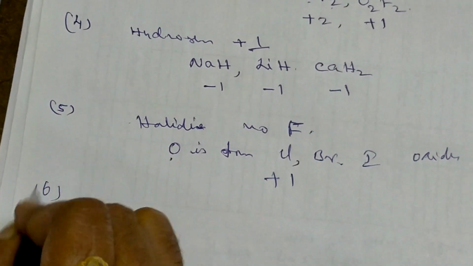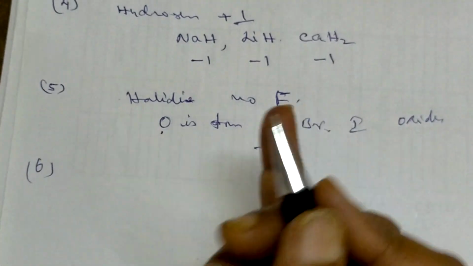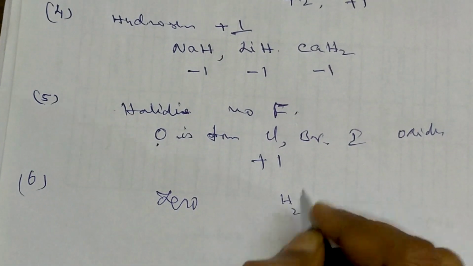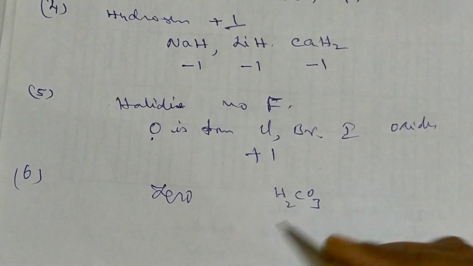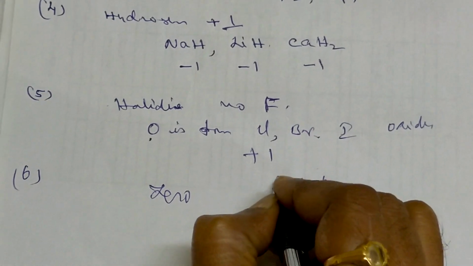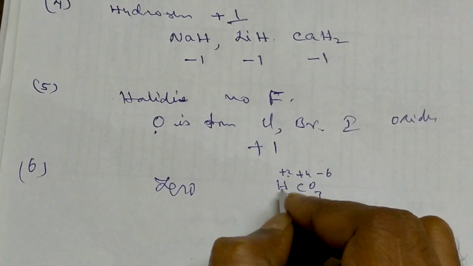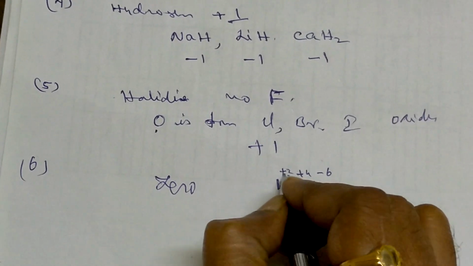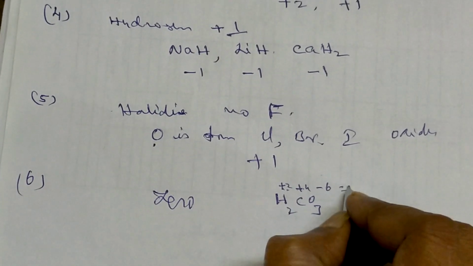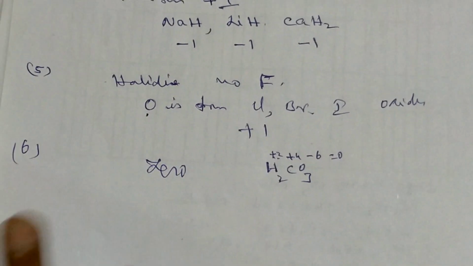Rule 6: in any compound, the algebraic sum of the negative and positive charges is equal to 0. Example, a simple H2CO3: +4, -6, +2. The +2 is hydrogen: hydrogen is +1, and there are 2 hydrogen atoms, so +2. Don't get confused. Carbon is +4. 3 oxygen atoms, -6. Total equals 0. So in a compound it will always be 0.